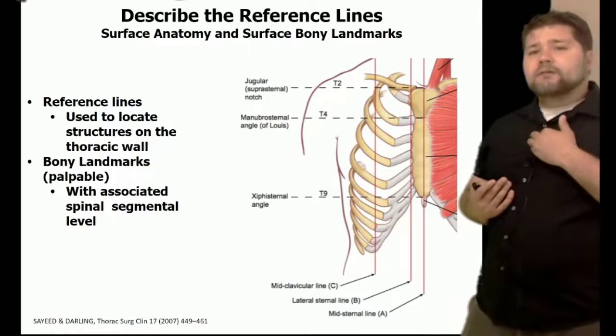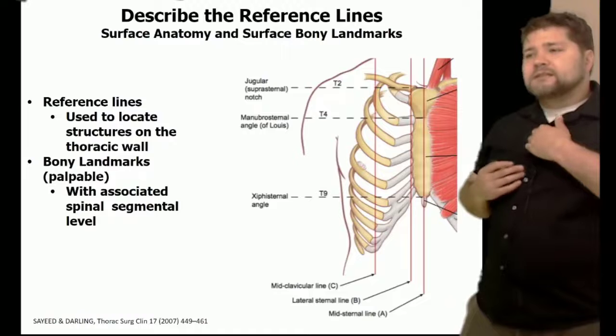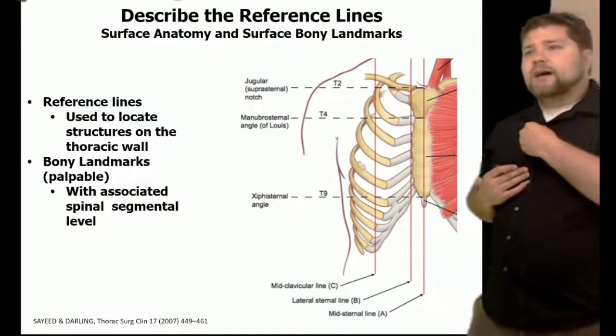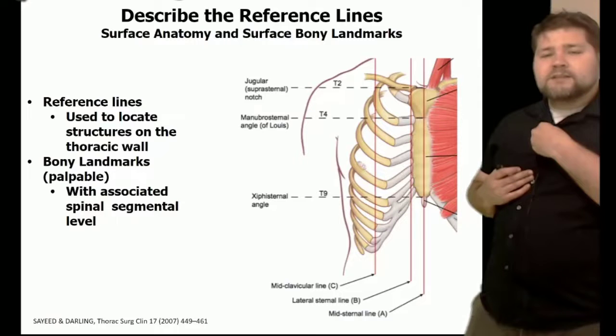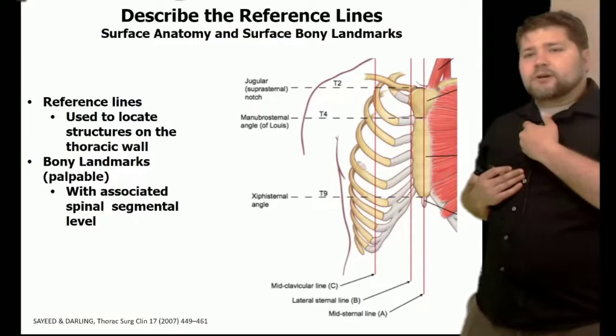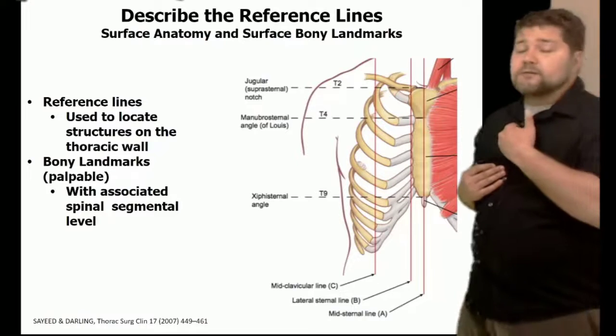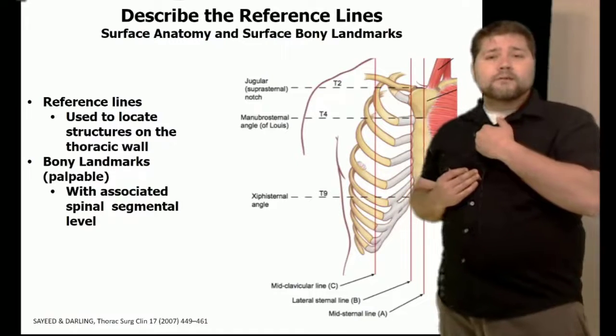That sternal angle is a key point, and we'll see this as useful for a lot of structures. T4 tends to be a designating spot for where our aortic arch is. So you can use that to get an idea of where that aortic arch is, and we'll take a look at that when we get into the mediastinum. But that is a location for your T4 vertebral body.